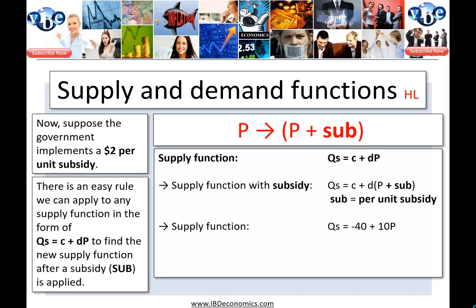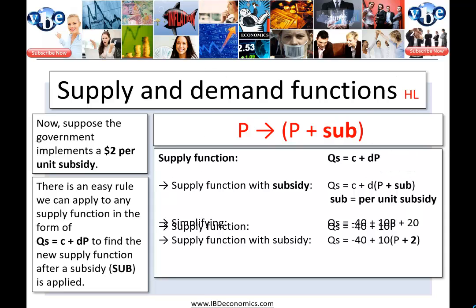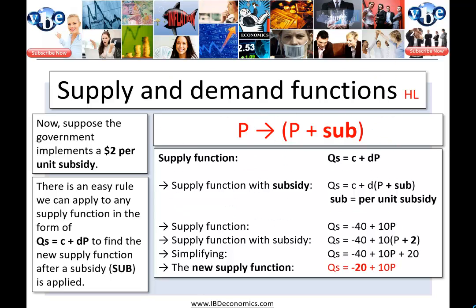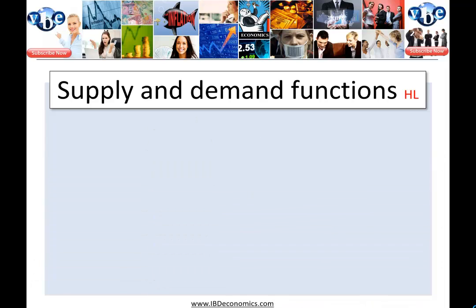Okay, back to our supply function, QS equals minus 40 plus 10p. We have QS equals minus 40 plus 10, instead of the P, it's now P plus 2, 2 being the $2 subsidy. And once we simplify that out, we have minus 40 plus 10p plus 20. So that's multiplying each term in the brackets by 10. And our new supply function becomes minus 20 plus 10p. And because we know how to plot that, we can go ahead and do that no problem at all.